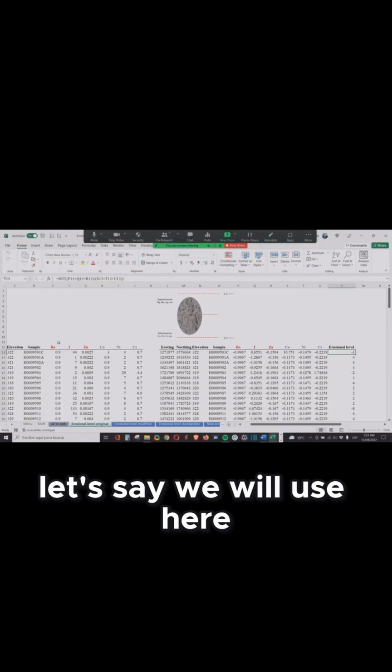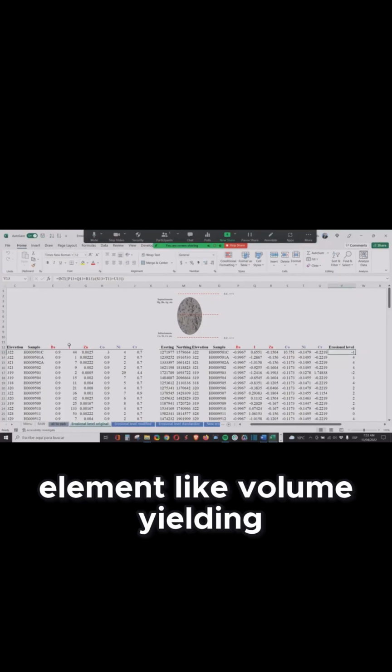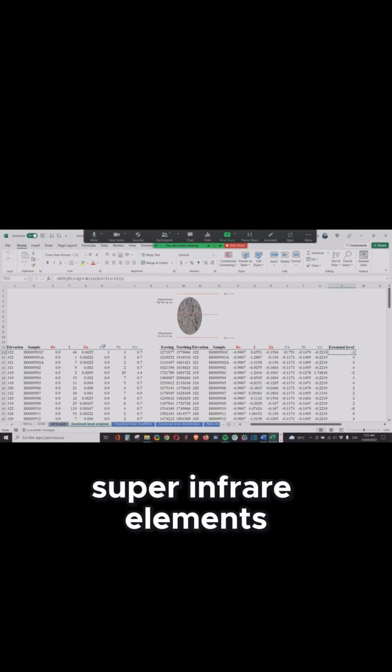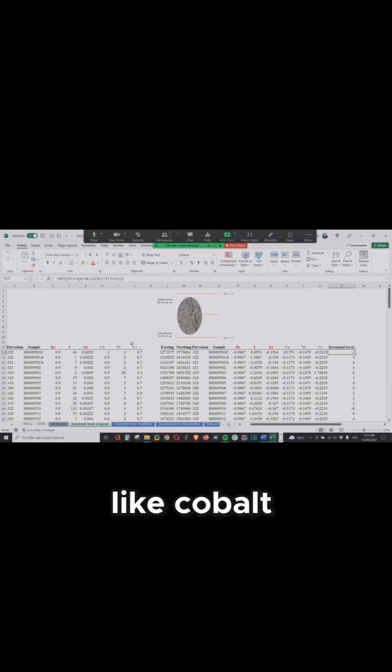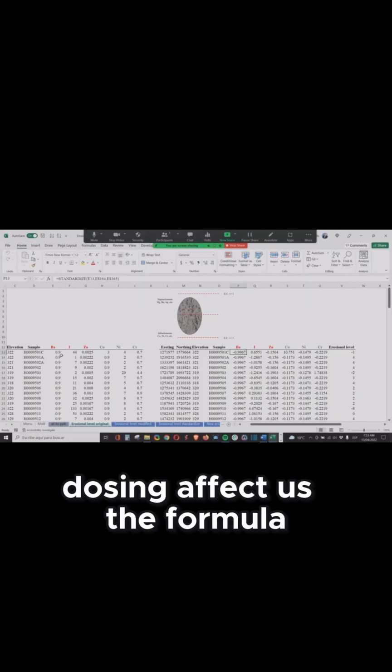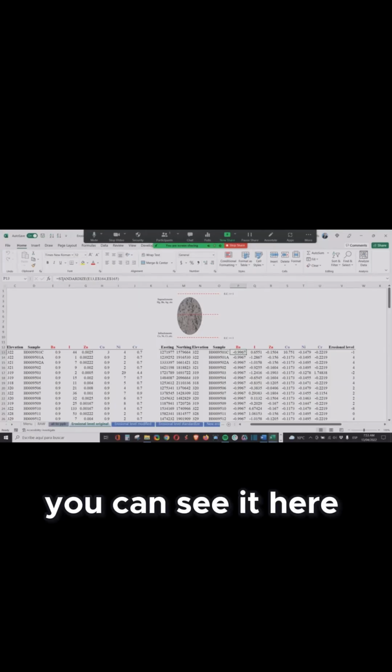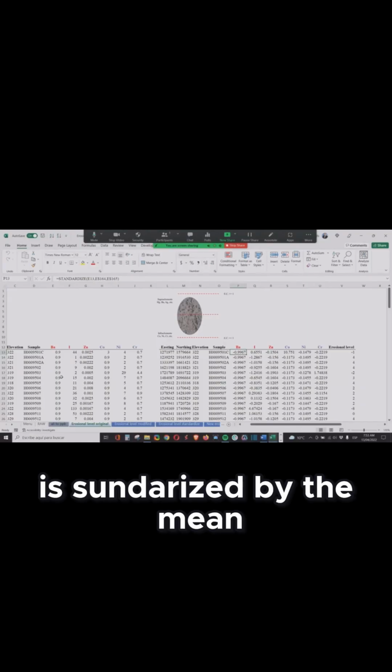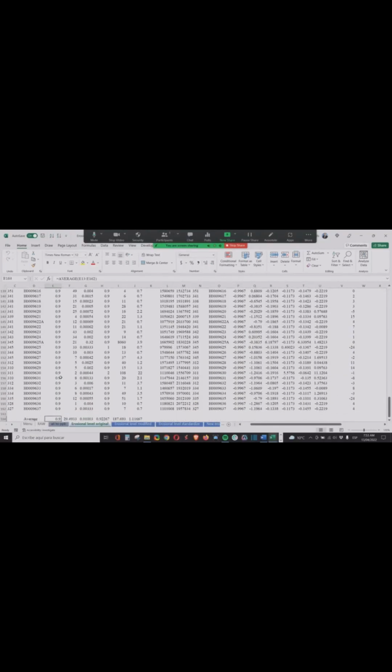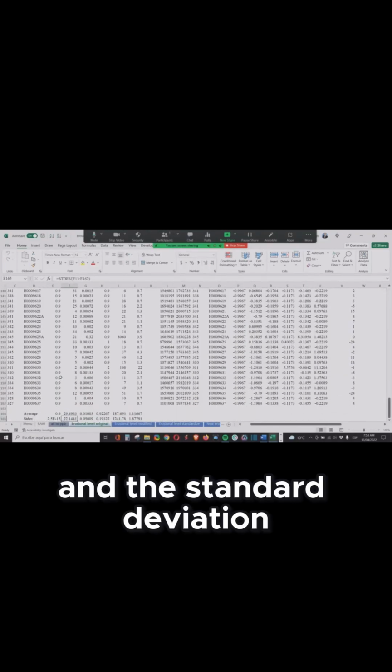So how do you calculate the erosional level? It's very simple. Let's say we will use here 3 supra elements like barium, iodine, zinc, and 3 infra elements like cobalt, nickel, and chrome. The first step is to standardize all these values so the difference in their concentration doesn't affect us. The formula for standardizing, you can see it here, is standardized by the mean and the standard deviation for each element.